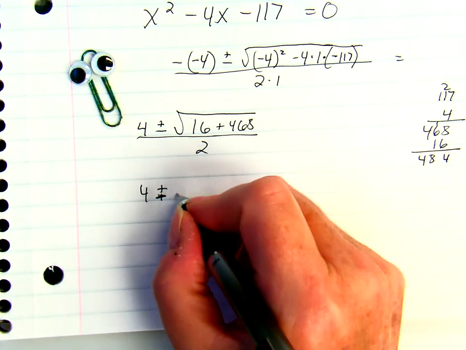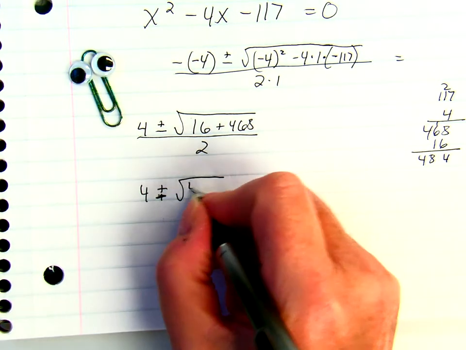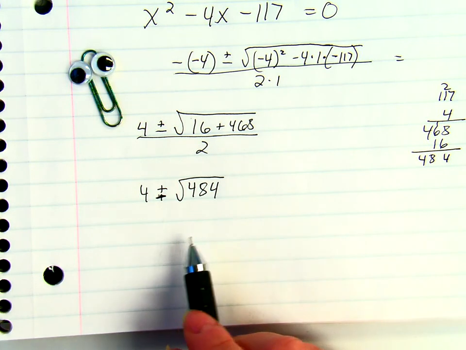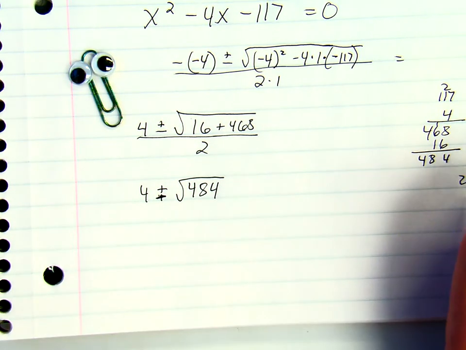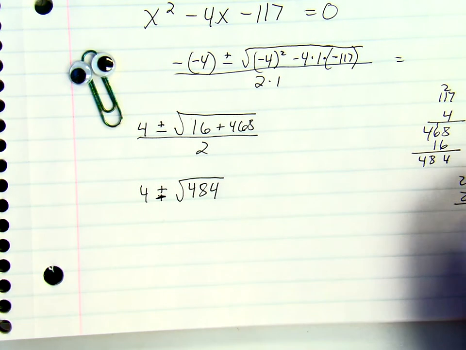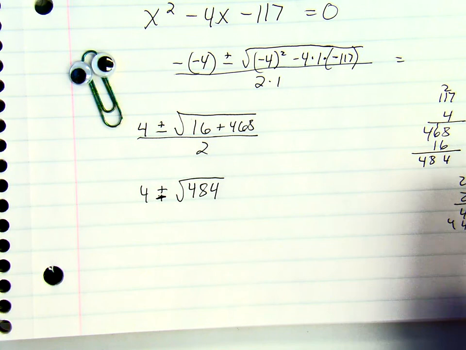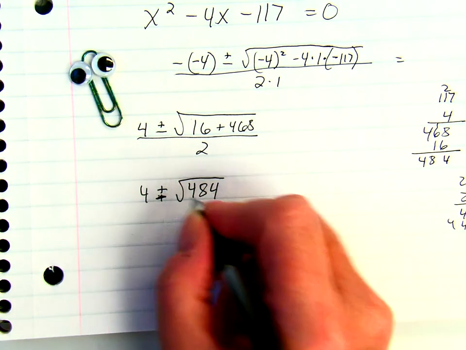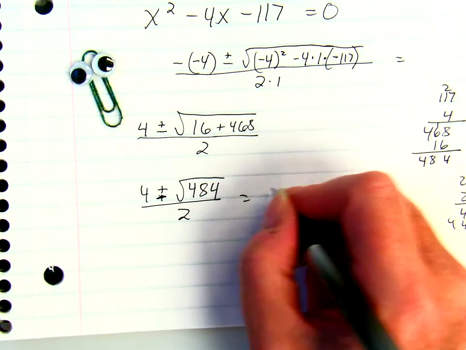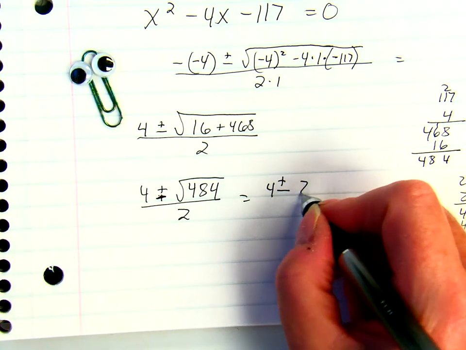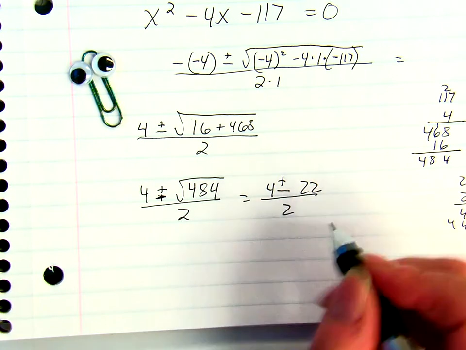And this is the square root of 484, which, is that 24? No, that's 16. Is that 22 squared? Okay, so obviously I'm going to have to do this. Yeah, it's 22 squared. So, over 2, which equals 4 plus or minus 22 over 2.